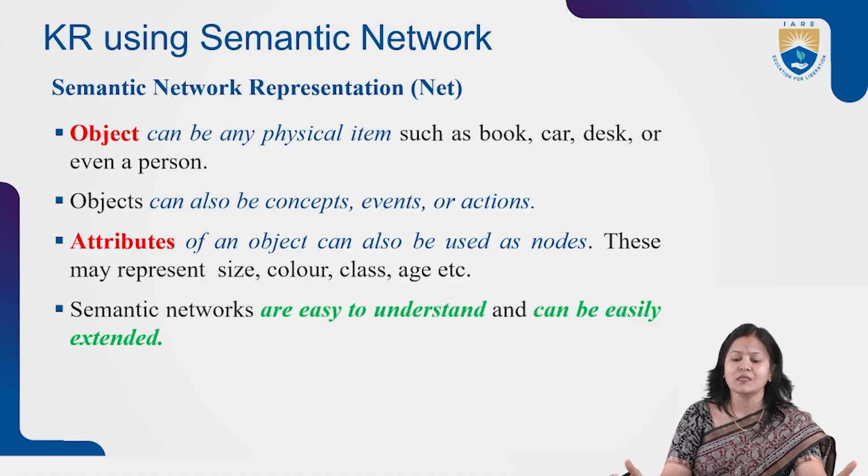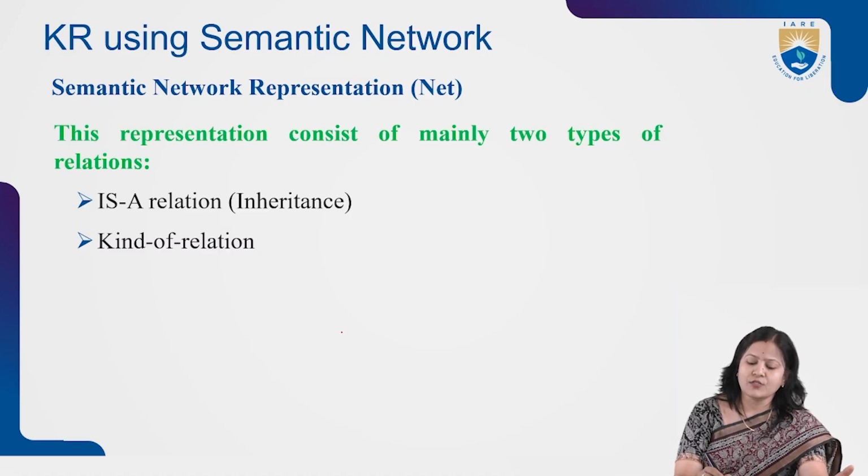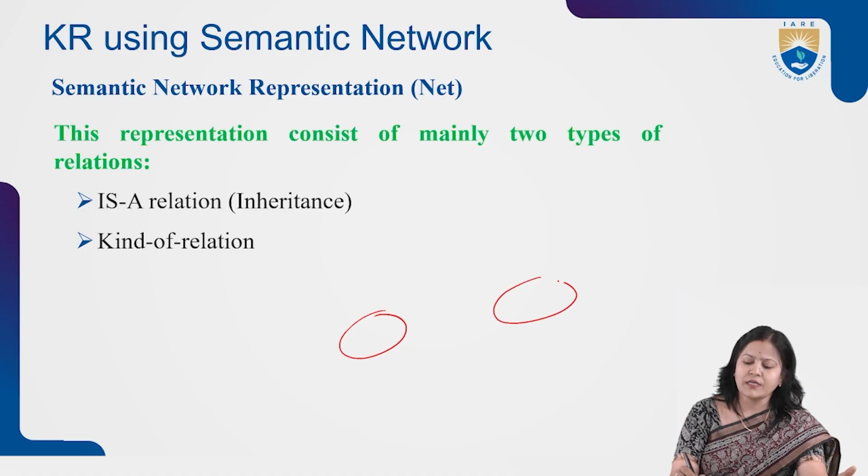Even if some knowledge is updated, existing knowledge is deleted, and new information is added, that is also possible in a semantic network. That is why it is easy to understand and can be easily extended. This representation consists mainly of two types of relations. As I told, everything is represented in the form of nodes, and nodes are connected with the help of arcs, and an arc should be labeled with some relationship.